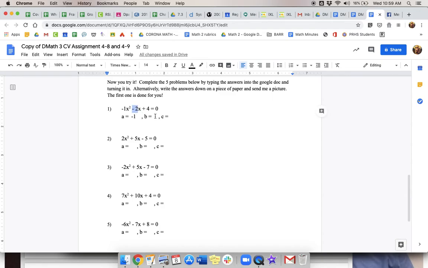Looking at the coefficient of the x term, that's called the b. Since it's subtract 2x, that means that b is -2. And c, the constant, is 4.